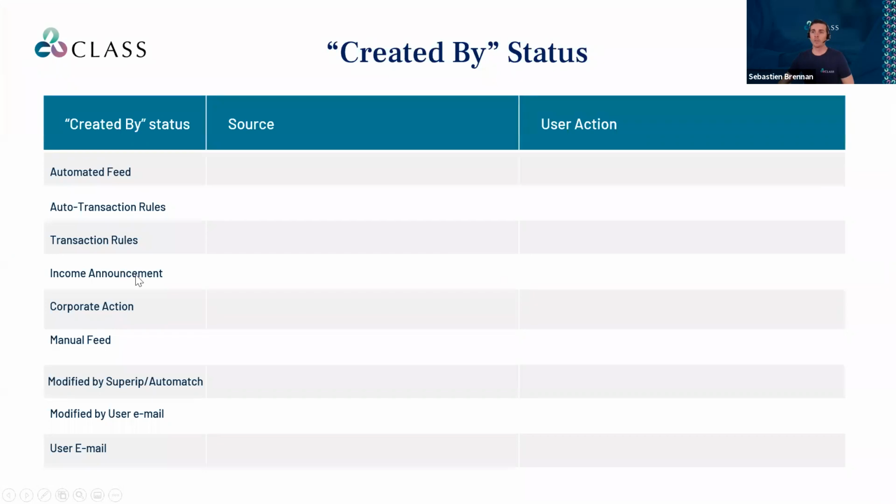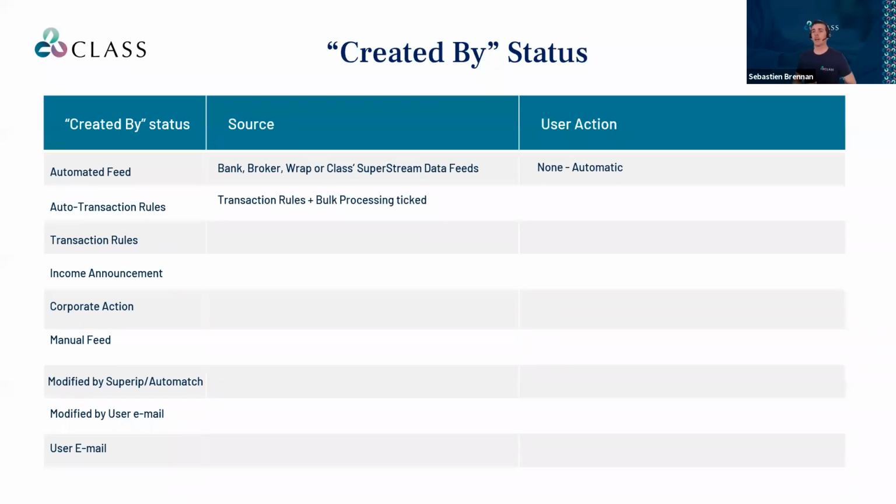So with the first one, automated feed, that one is, I guess, pretty obvious. We're talking about transactions that have come from a data feed. So we've got our bank, broker, our wrap data feed transactions. As well as this, we've also got class's superstream. So any transactions that come through class's superstream, they're going to have the automated feed status. What action does a user need to take in order to create these transactions? They don't need to take any action. The transactions will appear on a nightly basis without the user doing anything.